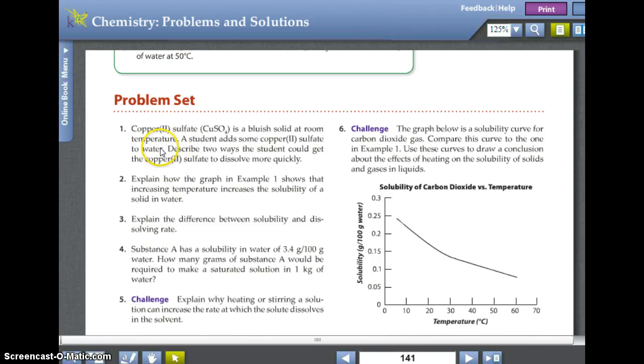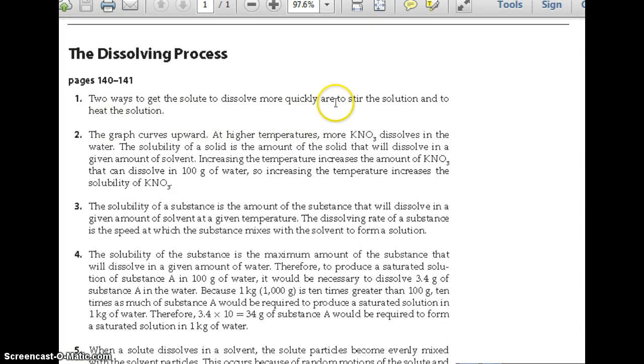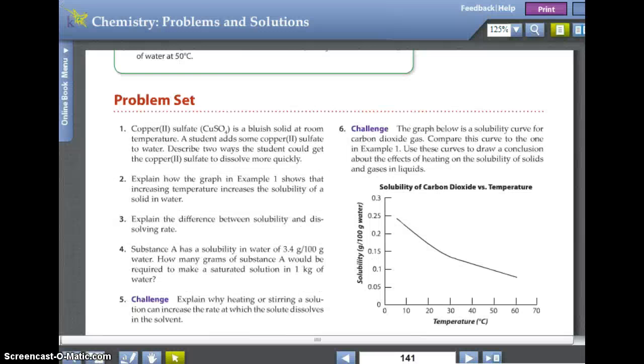Okay, so the answers. Question 1 says, describe how you could get your copper 2 sulfate to dissolve more quickly. You could stir it and you could heat the solution. The other thing that you could also put is, instead of having one big chunk, you could have lots of little chunks so you had more surface area.